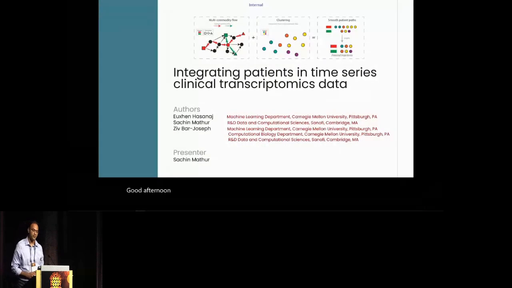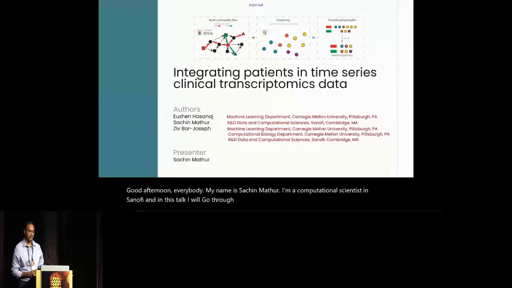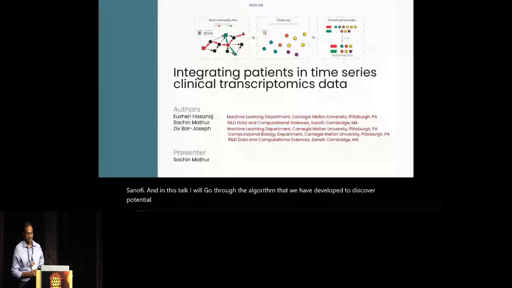My name is Sachin Mathur. I'm a computational scientist in Sanofi. And in this talk, I will go through the algorithm that we have developed to discover potential endotypes in the time series clinical transcriptomics data.